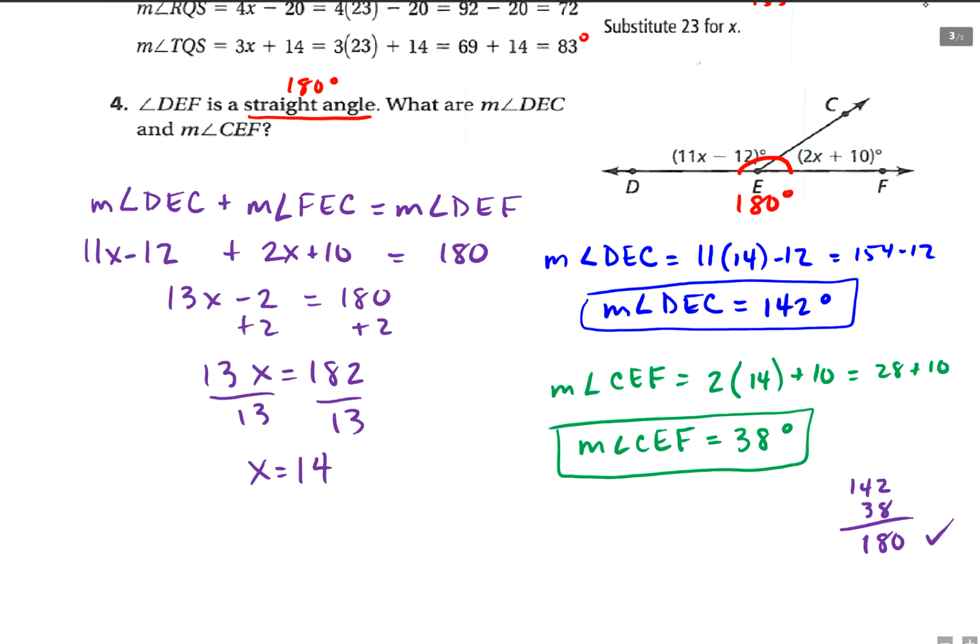I substitute in my values, do my math, and I get x equals 14. That's not what I was asked for, though. I want to know the measures. So I take x and I substitute it back in because I know the measure of angle DEC is 11x minus 12. Do my math, I get the measure of angle DEC is 142 degrees. And then I want the measure of angle CEF, which I know is 2x plus 10. I substitute in my 14, and I get the measure of angle CEF is 38 degrees. And if I do a quick little check, I add those together, and why, yes, I get 180 degrees, which is what my large angle is.